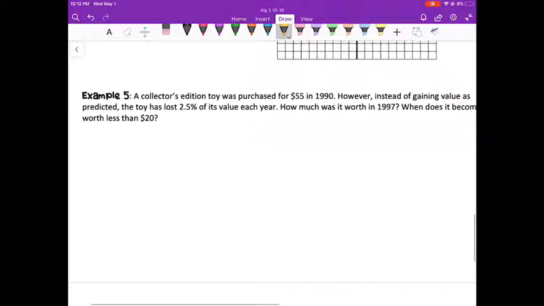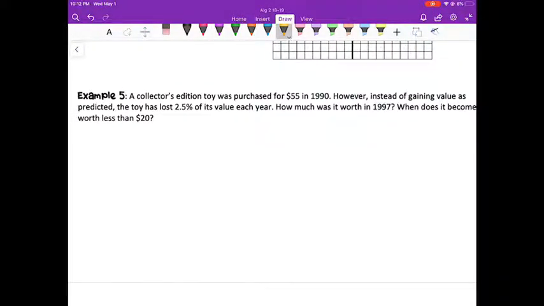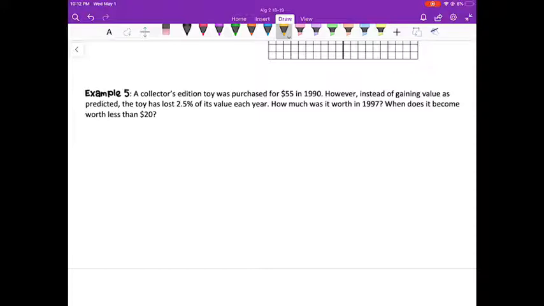And number 5. So we have a collector's edition toy. It was purchased for $55 in 1990. But then we notice that it loses value, and it loses 2.5% each year, which tells us that our rate, no matter which formula we're going to use, and we'll talk about which one in a second, is going to be 0.025.